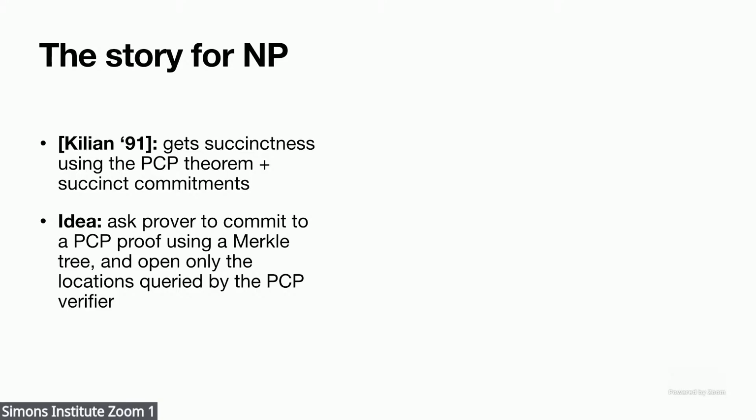It asks the prover, who is just trying to prove to you that it solves some NP problem, to find a PCP proof of this statement. And then it says, commit to this PCP proof in a succinct way using a construction called a Merkle tree. So what does this look like?